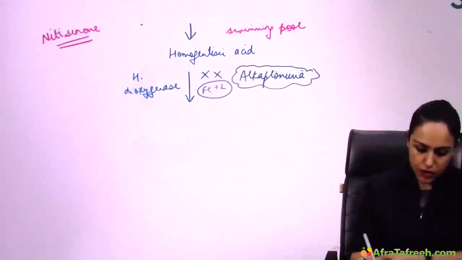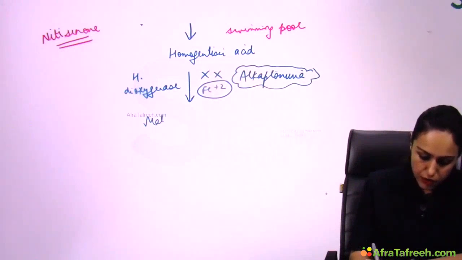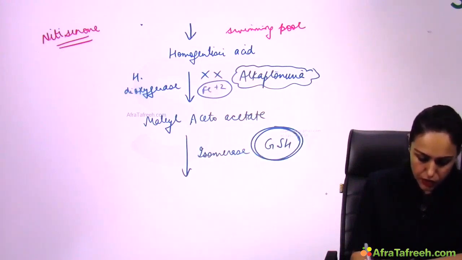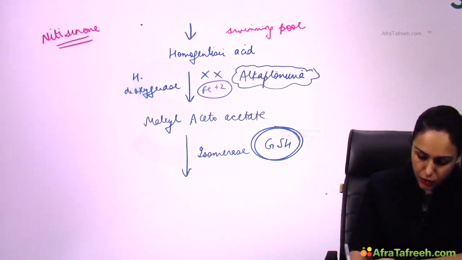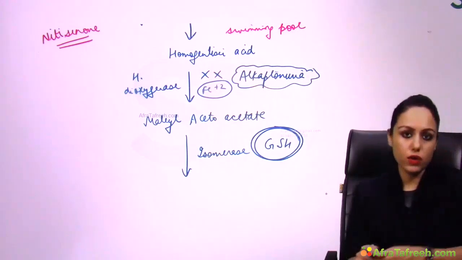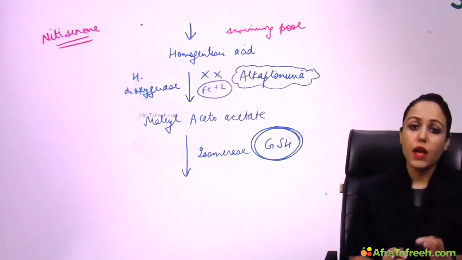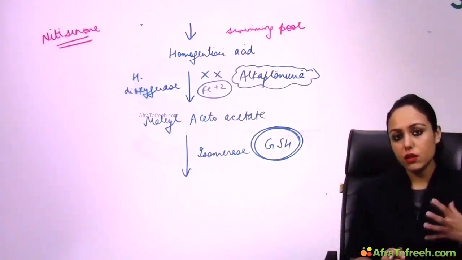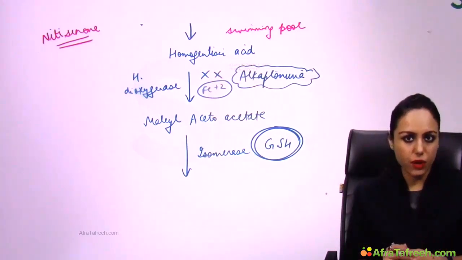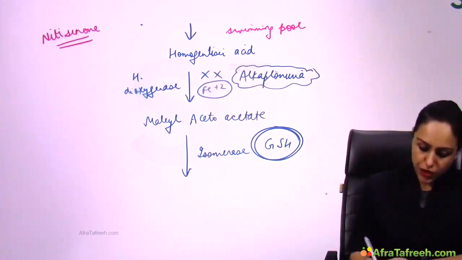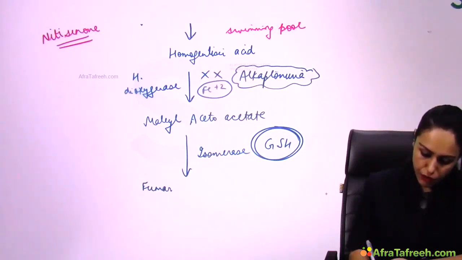After homogentisic acid, maleyl acetoacetate is formed. Now this maleyl acetoacetate is taken up by the isomerase enzyme, and this isomerase enzyme requires glutathione. GSH stands for glutathione, and one question was asked that glutathione is required in the catabolism of the phenylalanine and tyrosine pathway, right? So after this isomerase enzyme, fumaryl acetoacetate is formed.